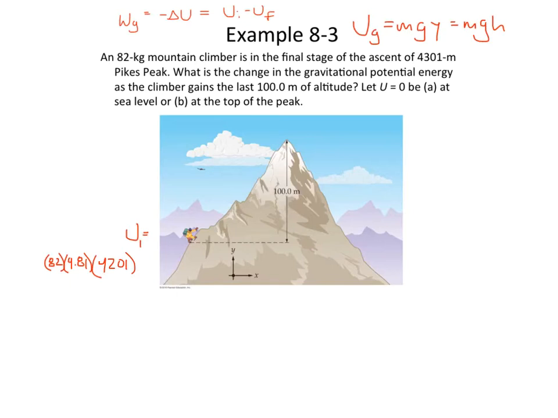And his final potential energy, I'm going to write it at the top right here, U final, is his mass times gravity times his final position right there at the top. So he's going from the lower up to here. His gravitational potential energy is going to be his mass, 82 kilograms times 9.81, times his now height at the very top of Pike's Peak, and that is 4,301 meters. And that's his final potential energy.